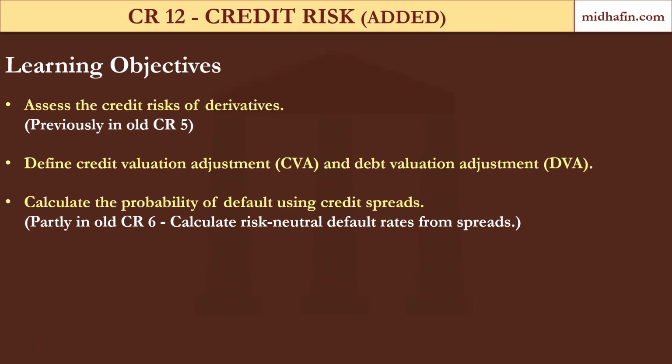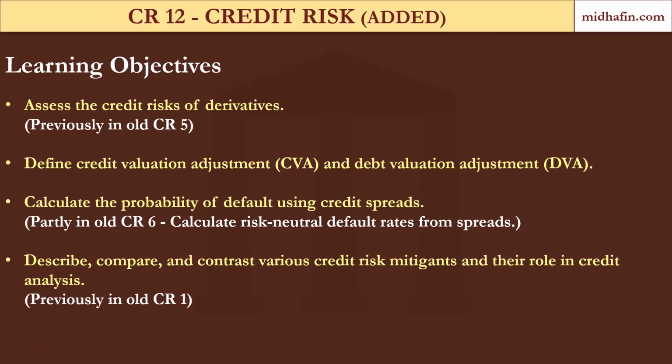Then probability of default using credit spreads was partly in old CR6, which is the calculation of risk neutral default rates from spreads. Comparison and contrasting of credit risk mitigants and their role in analysis was previously in old CR1. So it is not the case that the first 2-3 chapters of the new curriculum are just substitutes or cover the first few chapters of the old curriculum. No, even in CR12, one of the learning objectives of the old CR1 has been covered.